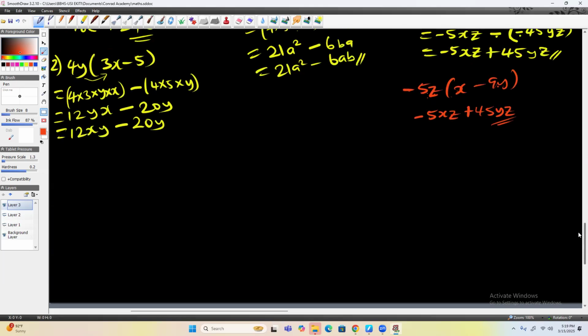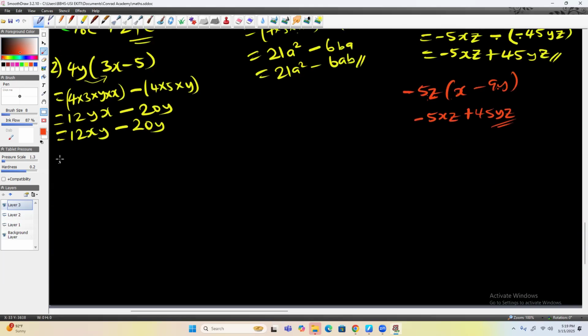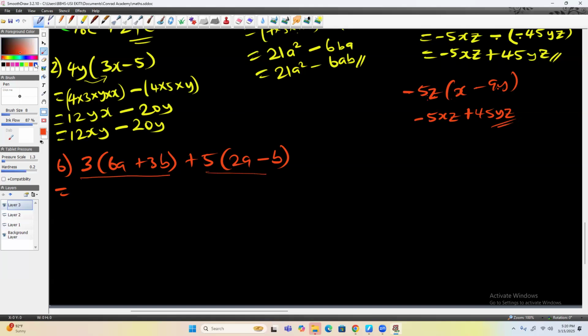Now quickly, number 6. Sometimes your equation might look like this: 6a plus 3b plus 5 into 2a minus b. Now this is expansion, and it's like they combine two expansions. This is one expansion, and this is another expansion. So what can we do? We take the expansions individually.